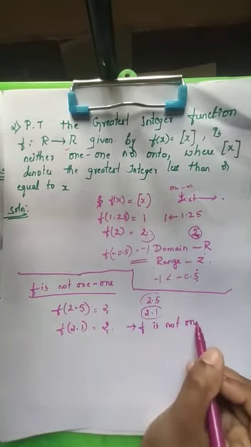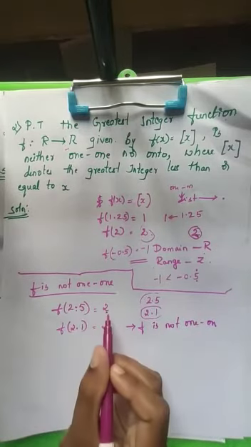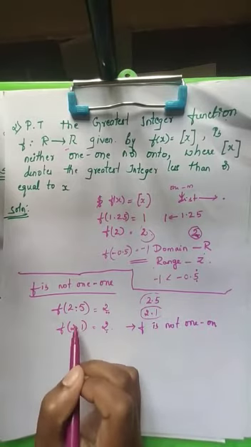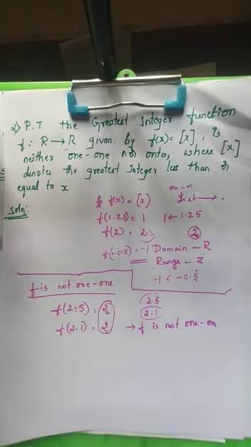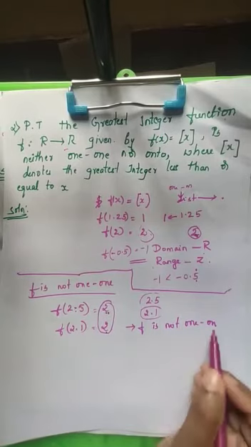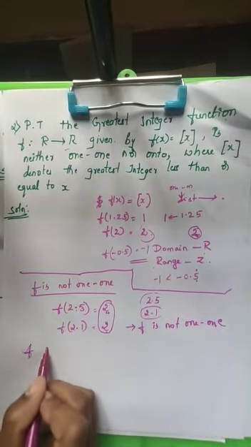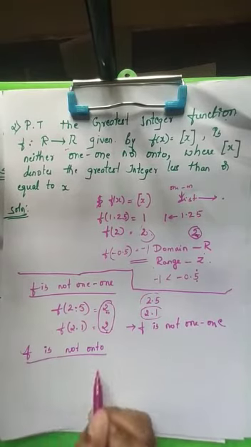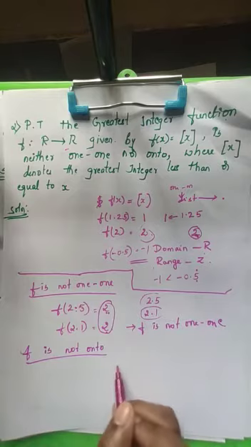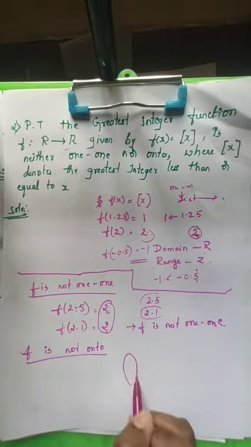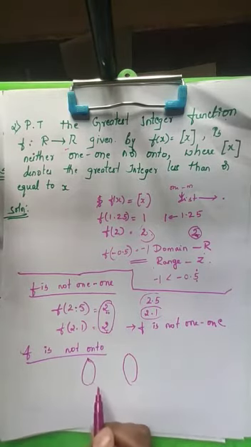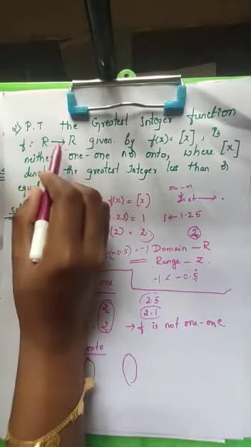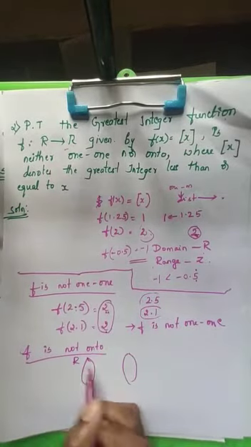In order to be 1-1, what was the rule? Distinct elements should give distinct images. But you can see that distinct elements are giving the same image. So the given function is not 1-1. Now, to show that f is not onto, what did you have to prove? You have to show that whatever element you take from the codomain, it is an image of some element in the domain. So what is our domain here? Domain is the real numbers. What is the codomain? Codomain is also the real numbers.